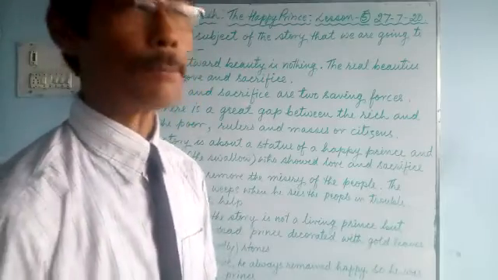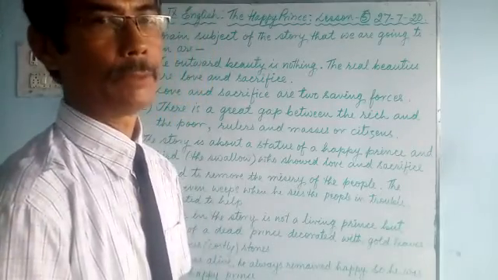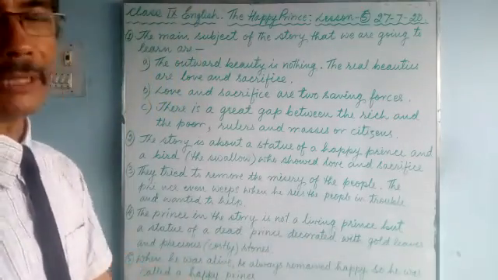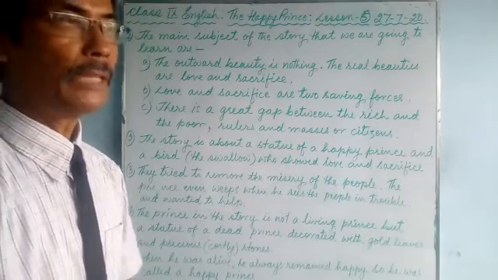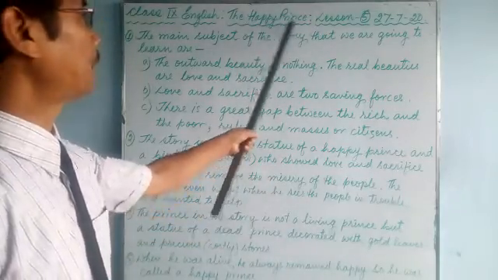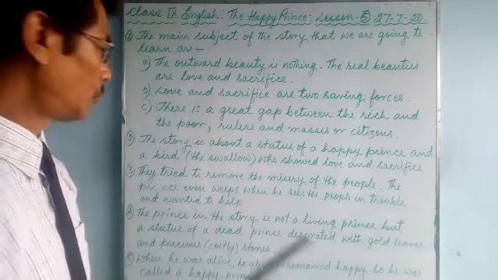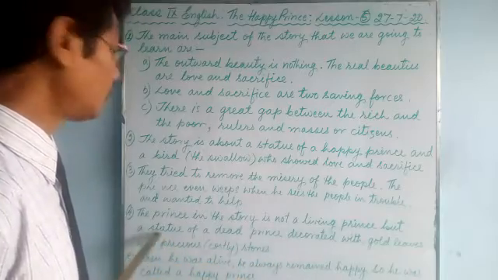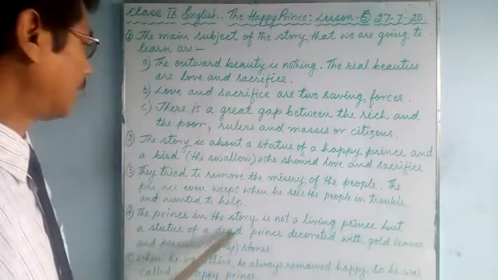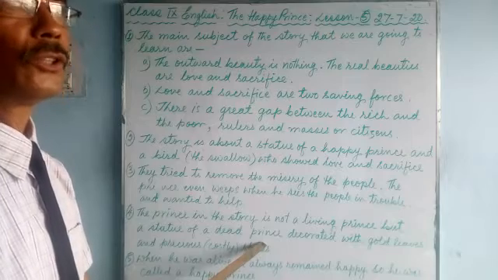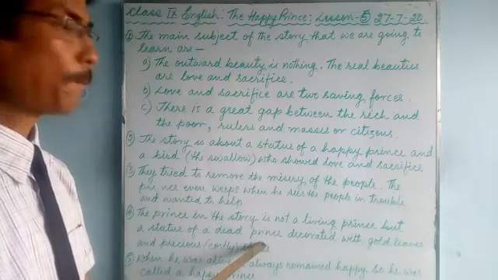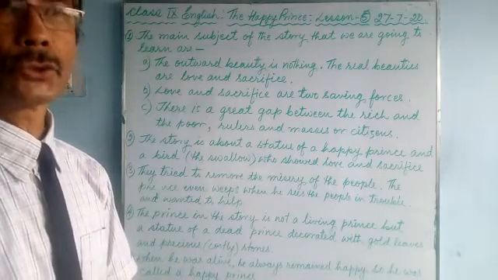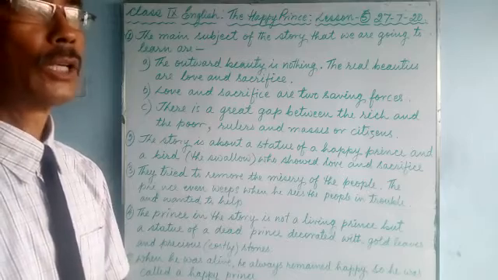So how does he help the people who are in trouble? The prince in the story is not a living prince. We are talking about the happy prince. In the story, he is not a living prince, but a statue of a dead prince. It is the statue of a dead prince who was decorated with gold leaves and precious stones. Precious means costly stones.